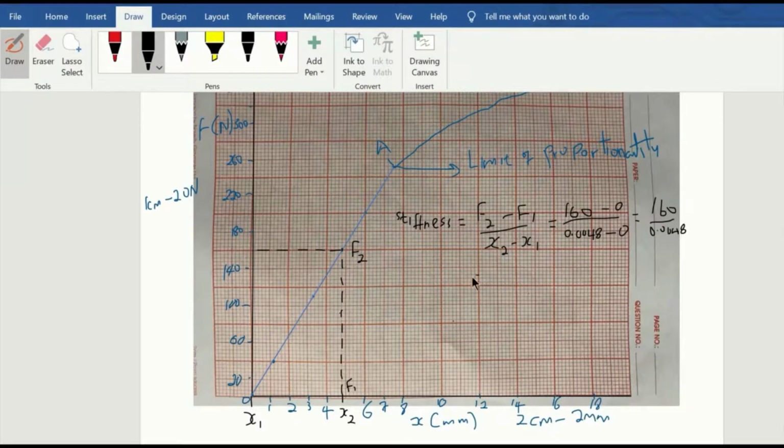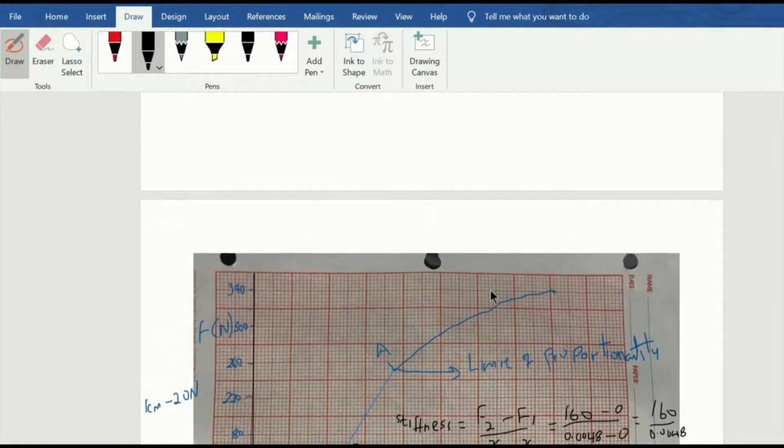So therefore our stiffness for this graph, we'll put that in our calculator. 160 divided by 0.0048 will give us 33.3 Newton per meters. You know why? Because it's the force over extension, so it's Newton per meter. So now I've gotten my stiffness, so I can put that in the equation.